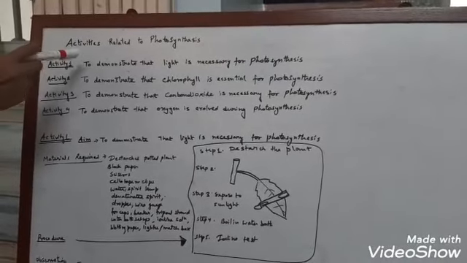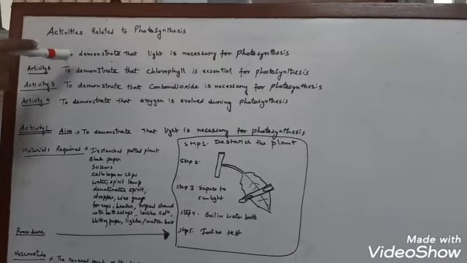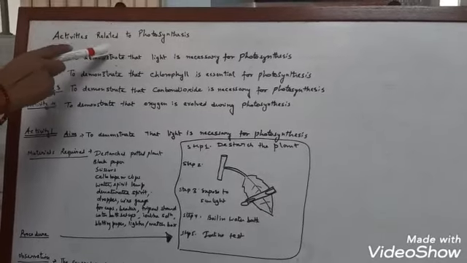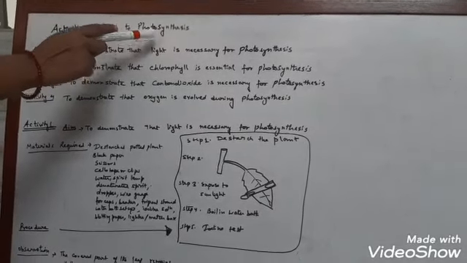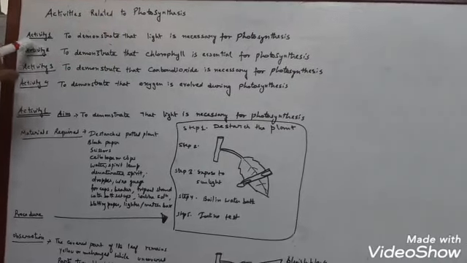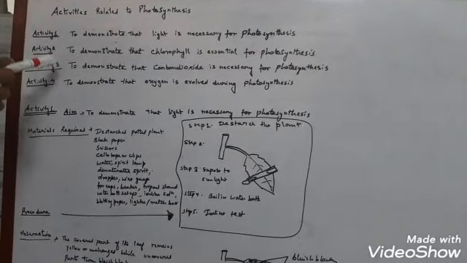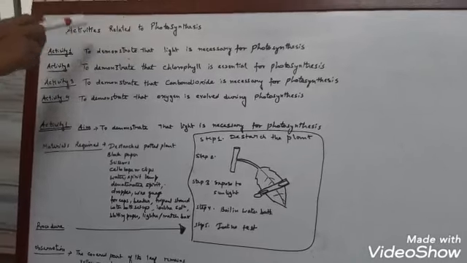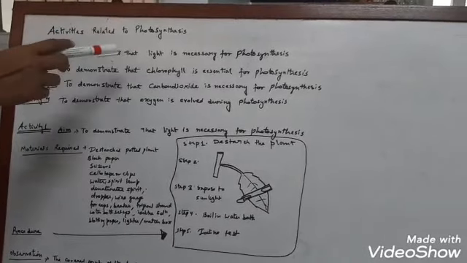So children, as I told you earlier, I am going to discuss the various activities related to photosynthesis. So here I am with all the activities. You can see on the board. There are 4 main activities related to photosynthesis in the class 10 light processes, photosynthesis part.